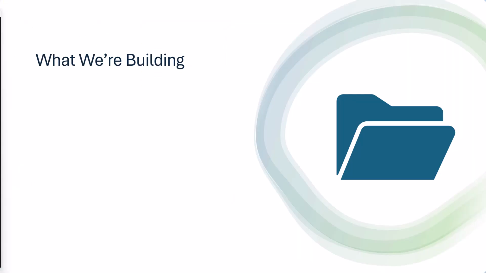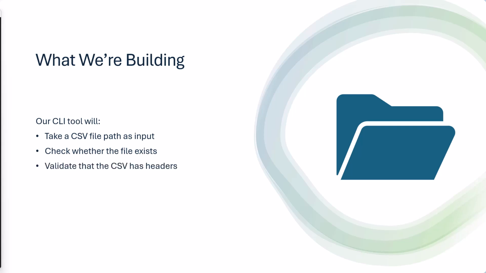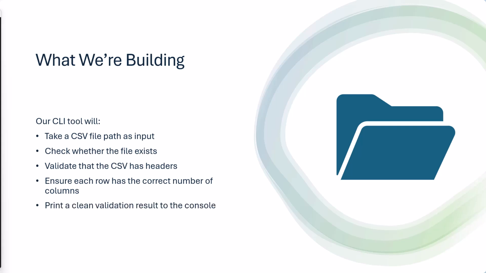The tool we are building today is a CSV validator, that is comma separated value validator. CSV files are everywhere: data imports, reports, automation pipelines, and bad CSV files cause failures all the time. So our tool will do these things. So have a look at this. These are the 5 points that it will ensure in our small app today.